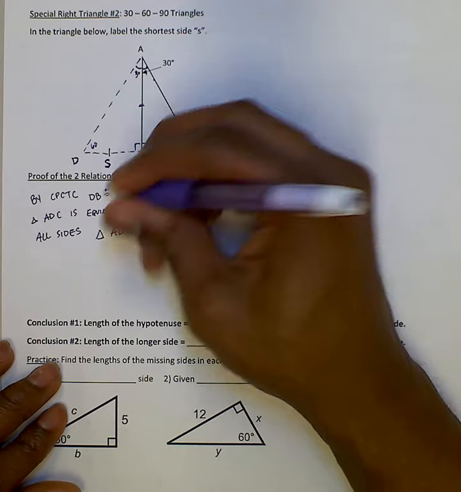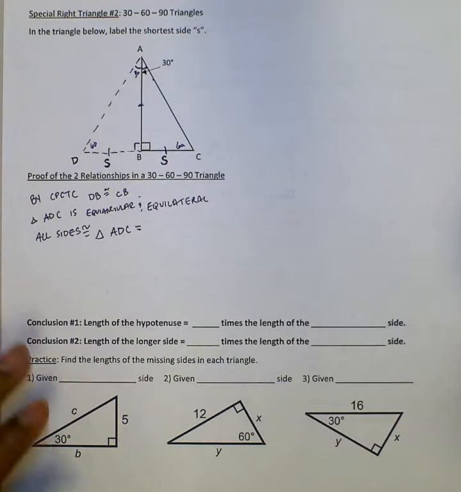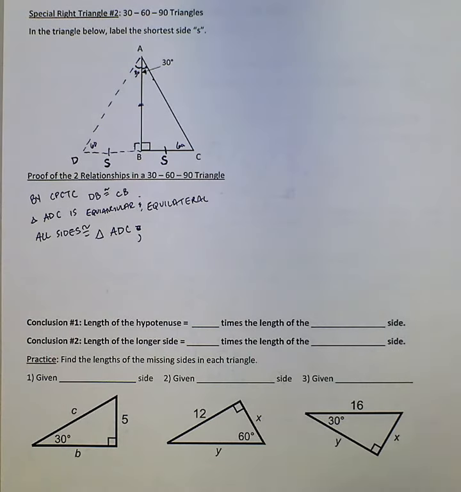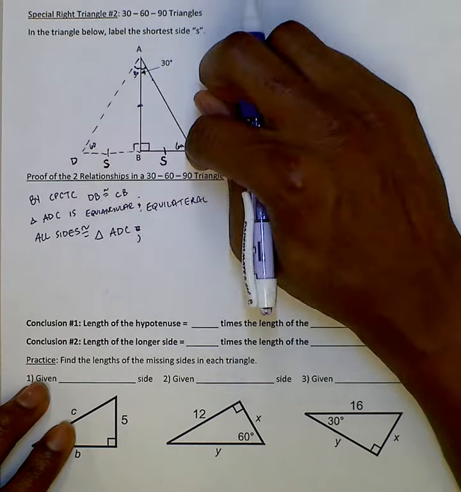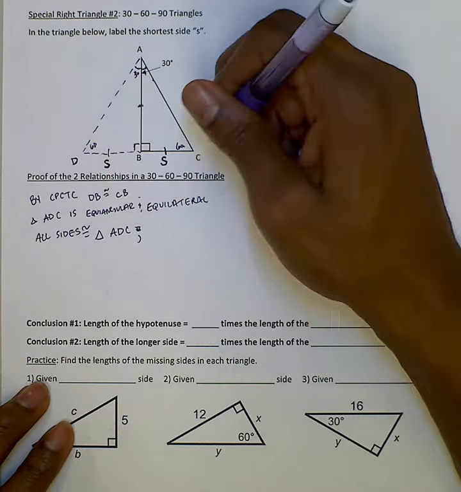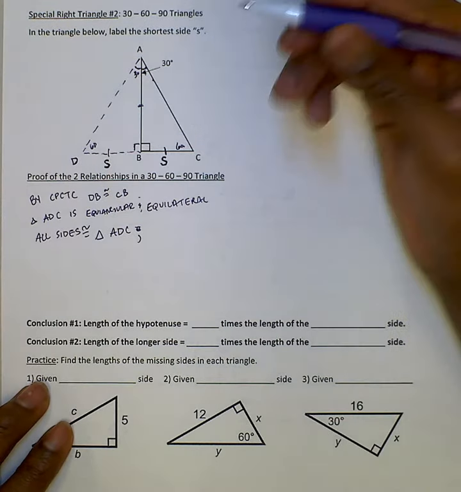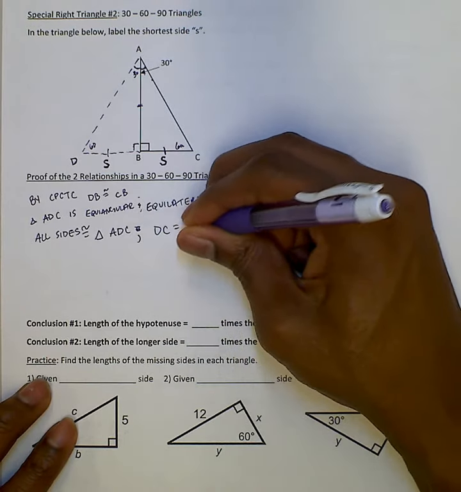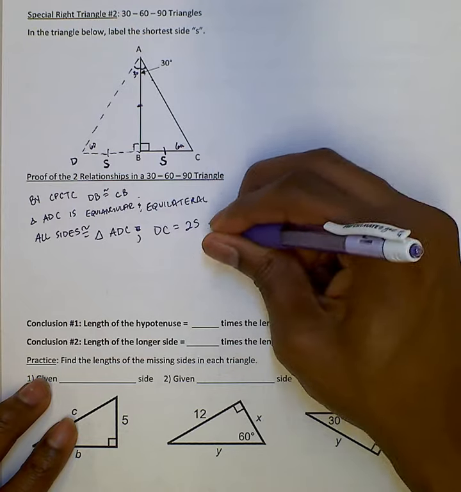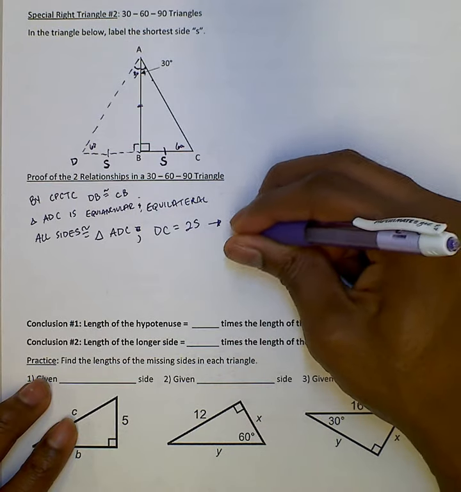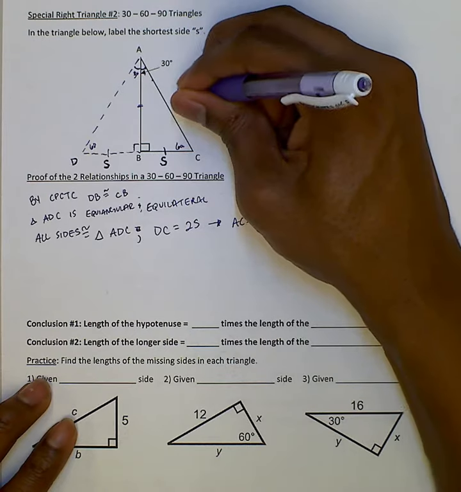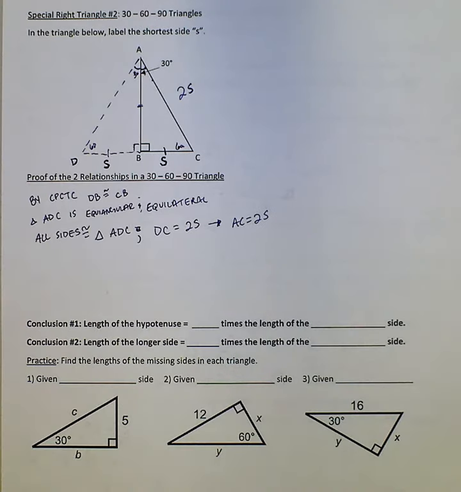All sides are congruent in triangle ADC, so if we know one of the sides, we know all the sides. And we do know one of the sides. We know that DC is 2S. That means all the sides are 2S. So DC equals 2S, and for our reasoning here, it's important that AC is 2S. All right, cool.